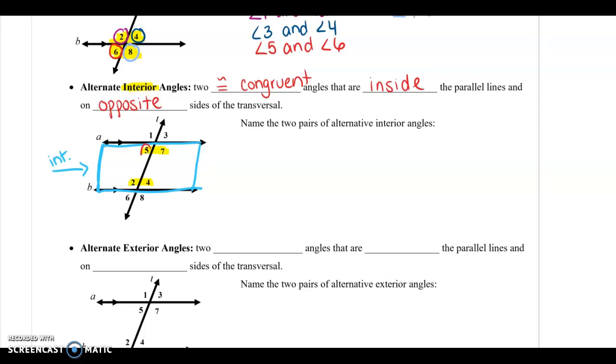If I look here, that would be 5 and 4. Angle 5 and angle 4 are on the inside of the parallel lines, but they're on opposite sides of the transversal. One's on the left side of this line, one's on the right side of that T line. The other pair would be angle 2 and angle 7. Those are also alternate interior angles.